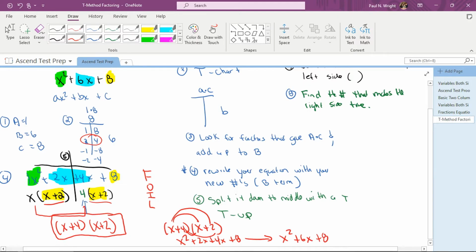Just factored this trinomial. Adding my last step here, pair up outside numbers slash variables and write down one repeating couple.